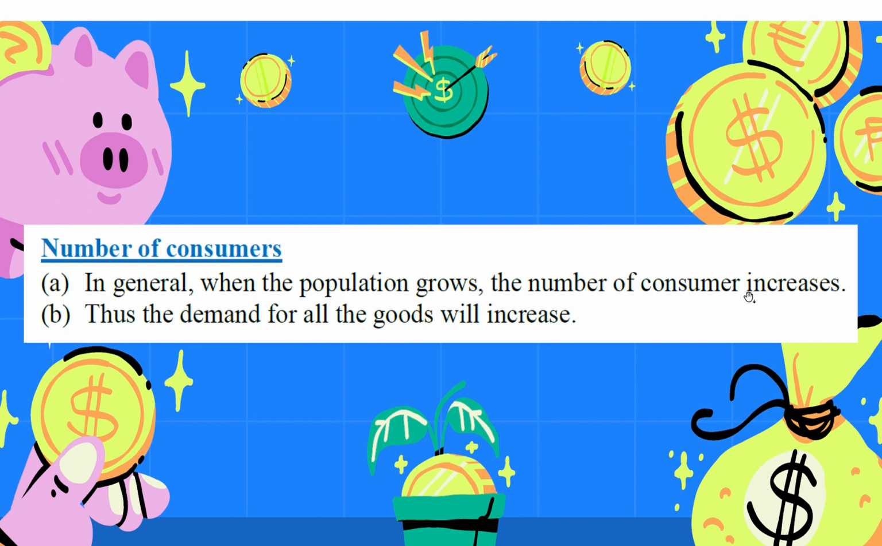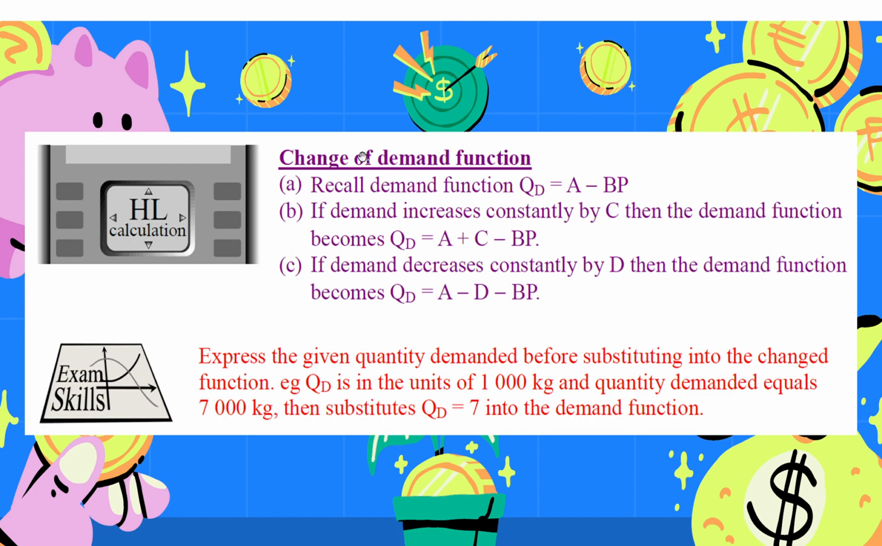And the number of consumers, this is very important for developing countries. In general, when the population grows, more people, right? More consumers, so the demand for all goods will increase. So in a developing country where the birth rate is high, the population grows, so they have this surplus. For example, now in India.